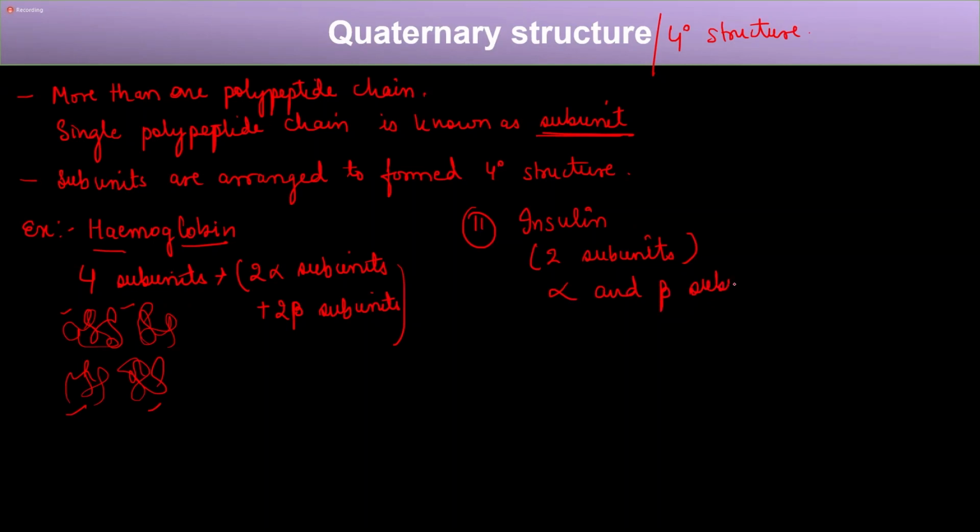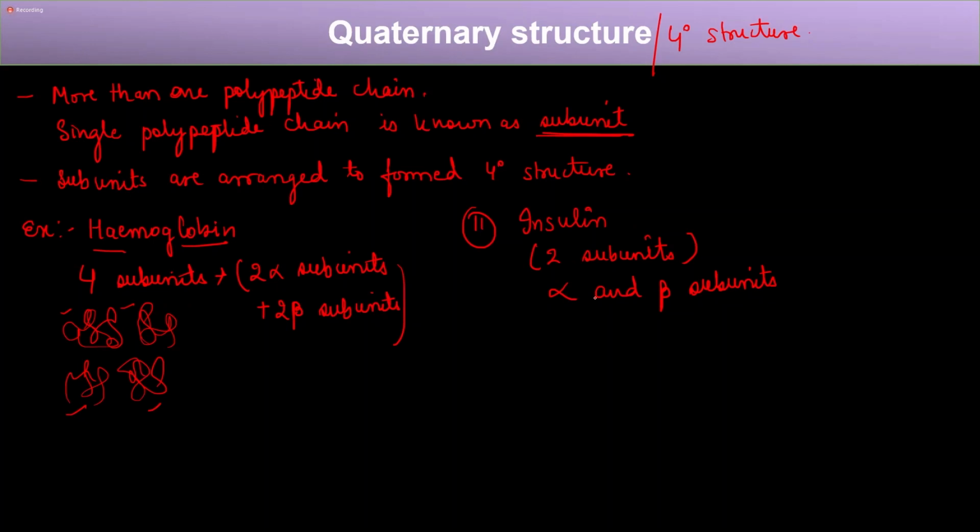So these are alpha and beta subunits. Insulin has only one alpha and one beta subunit, while hemoglobin has two alpha and two beta subunits. And one more important thing: it does not mean that the alpha subunit of hemoglobin and the alpha subunit of insulin are the same. They can be different. It's just a name. Okay, so with this, we have completed the structure of a protein.